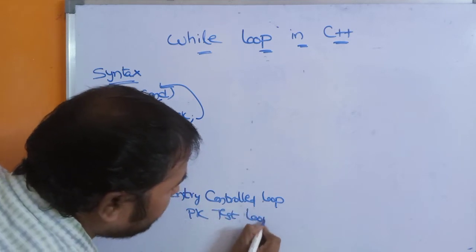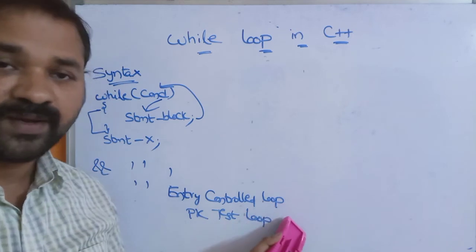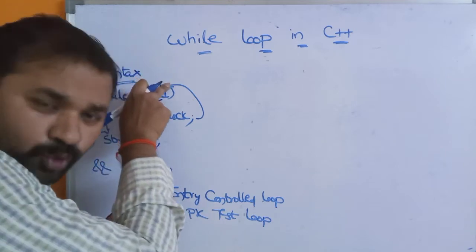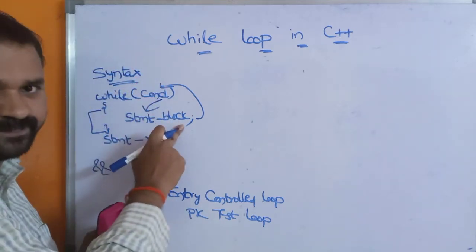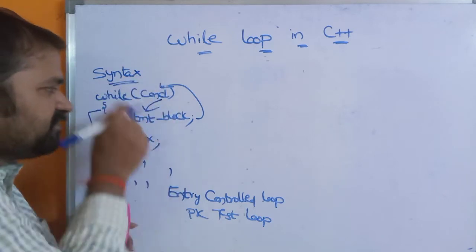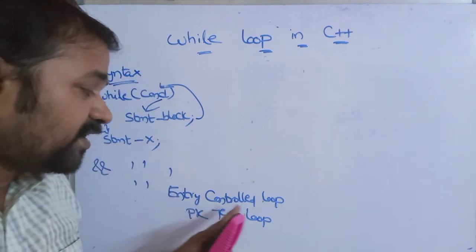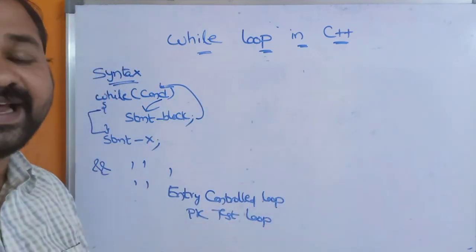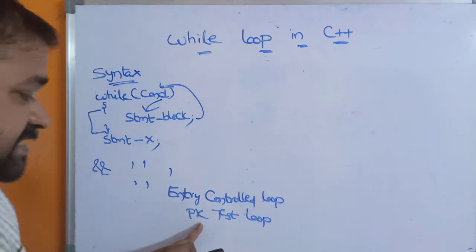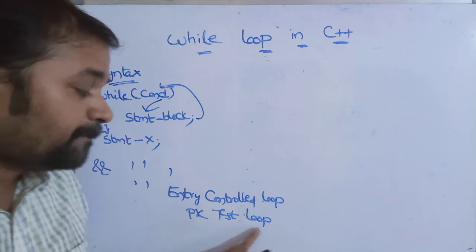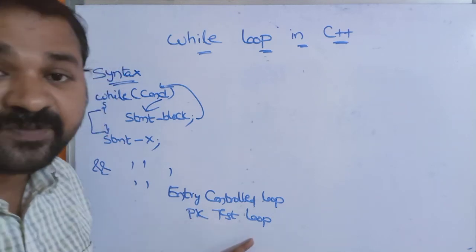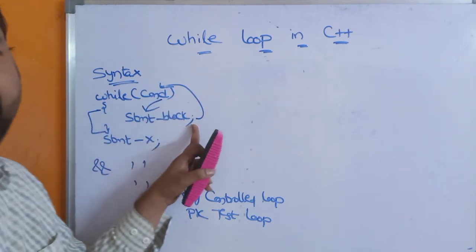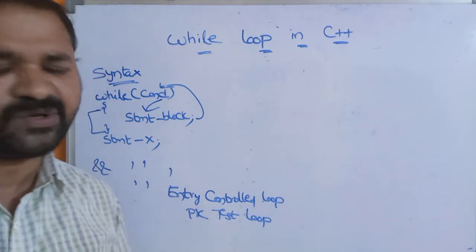So why is the while loop called an entry control loop? Entry control loop means here first we are checking the condition. If the condition is true, then only we are entering into the body. If the condition is false, then we won't enter into the body. That's why this is called an entry control loop. At the entry only we are checking the condition. The while loop is also called a pre-test loop. Pre means first, test means condition. So first the condition will be evaluated. If it is true, then only the body gets executed. Otherwise the body won't get executed.